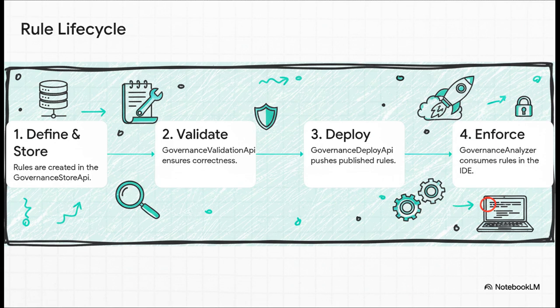So the life cycle of a rule is actually pretty simple, and it's super robust. First, an architect or a team lead defines the rules through an API.